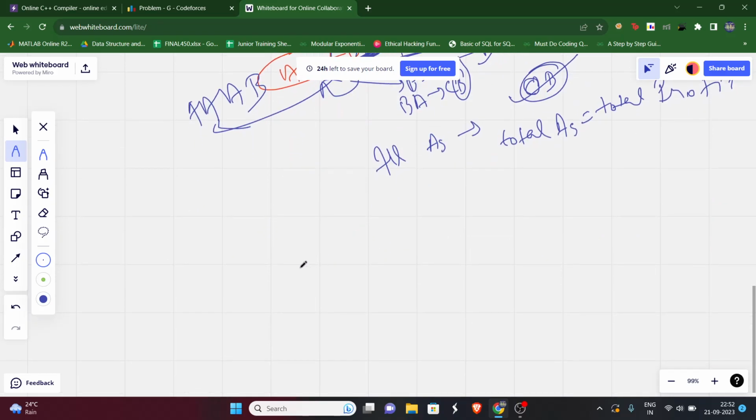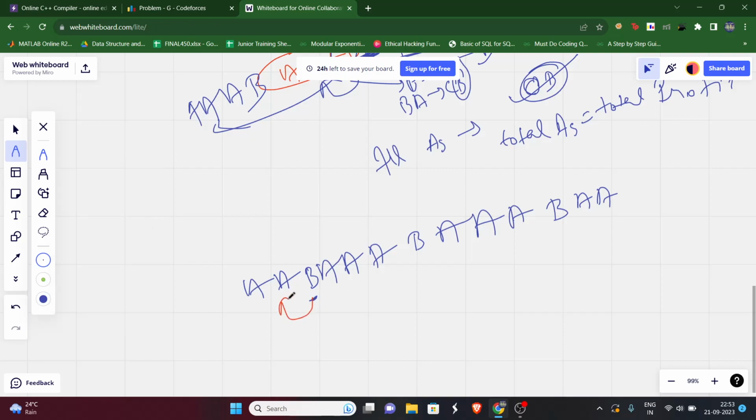But let's say there are not two consecutive B's at any place. Let's consider a scenario something like this: B A B A and something B. Now we know that this B can be used to perform an operation on the A's either on its left or on its right, but we can't go both ways. Similarly for this B, we can go this side or this side, and similarly for this B.